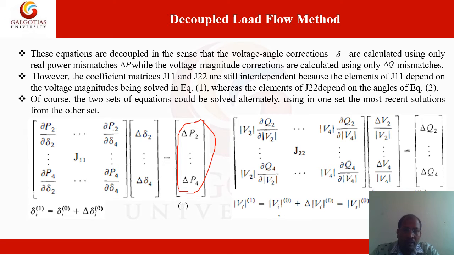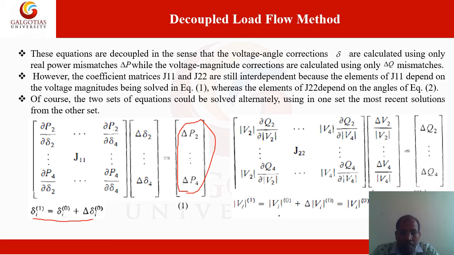Then we have to apply J11, the Jacobian matrix, where active power is differentiated with respect to voltage angles, and put in all the initial values. We have to calculate each element as a numeric value. Then we have to calculate del 2, del 3, del 4. This is the correction factor in voltage angle. Then we have to update these values. So these are the updated values.